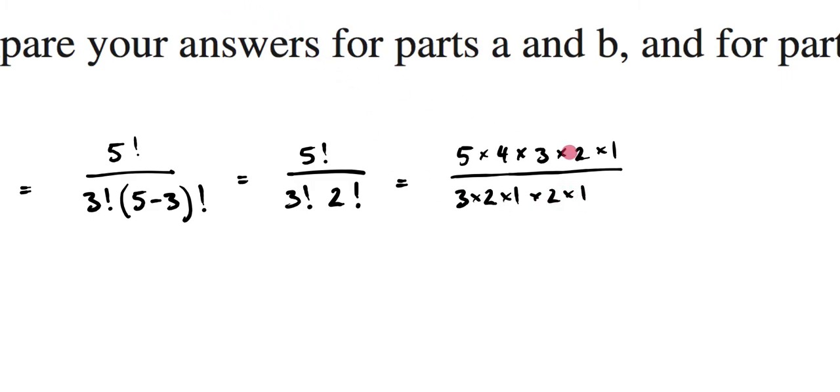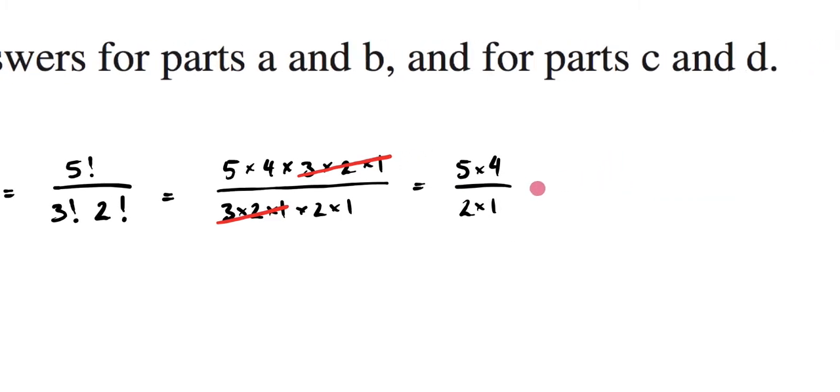Now I'm going to cancel. So I have 3 times 2 times 1, I have 3 times 2 times 1. So that means I'm left with 5 times 4 over 2 times 1. Therefore, I'm going to have 5 times 4 is 20, and 2 times 1 is 2, and that is going to be equal to 10. Let me get my highlighter and highlight that. That is my answer for A.